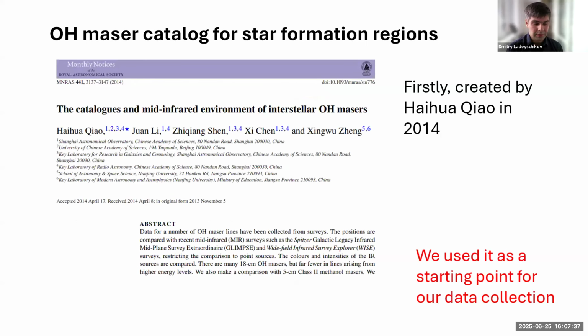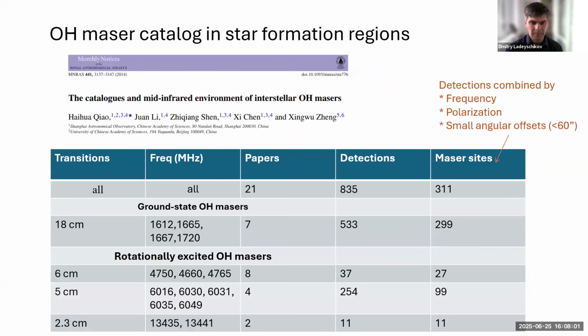For star formation regions, there is a work by Haihua Xiao. The team led by Xiao in 2014 collected a very nice compilation of OH masers in star-forming regions. This paper was like a starting point for our collection, so we use it a lot. This is just a compilation of what the CSIRO catalog is.